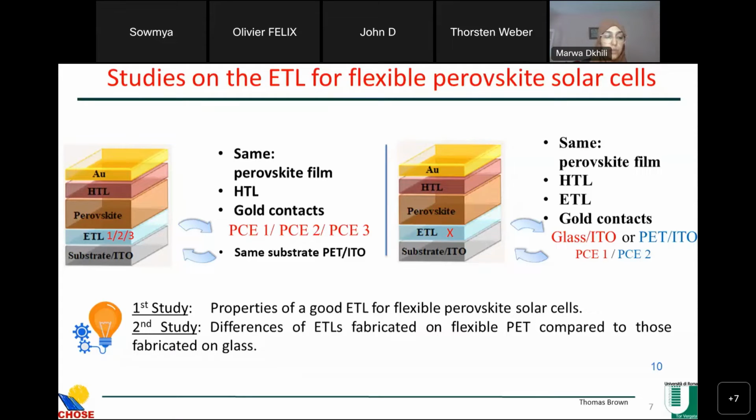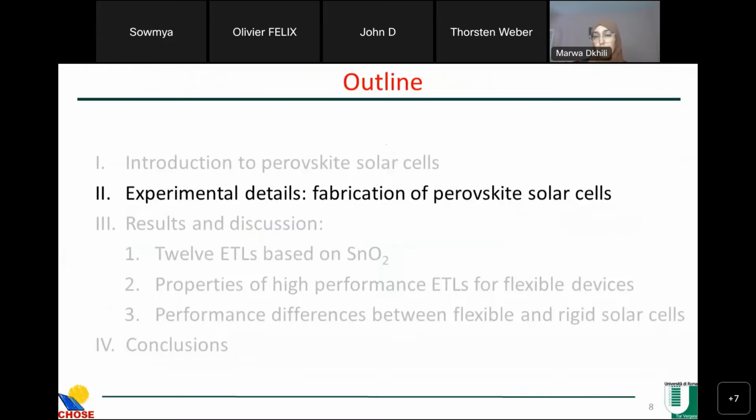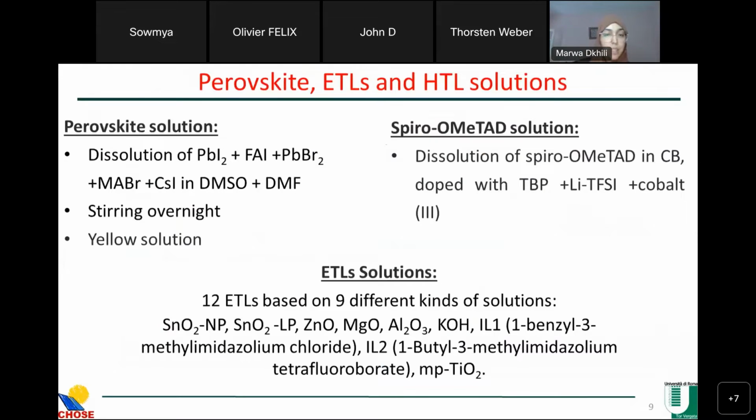So now let's move on to the experimental part, the fabrication of perovskite solar cells, starting with the different solutions made for the fabrication. The perovskite solution and the spiro solution, which is the hole transport layer, use the same recipes for all sets of perovskite solar cells fabricated. For the ETLs, we have 12 ETLs based on 9 different kinds of solutions, which are tin oxide nanoparticles, tin oxide made from liquid precursor, zinc oxide, magnesium oxide, aluminum oxide, and potassium hydroxide.